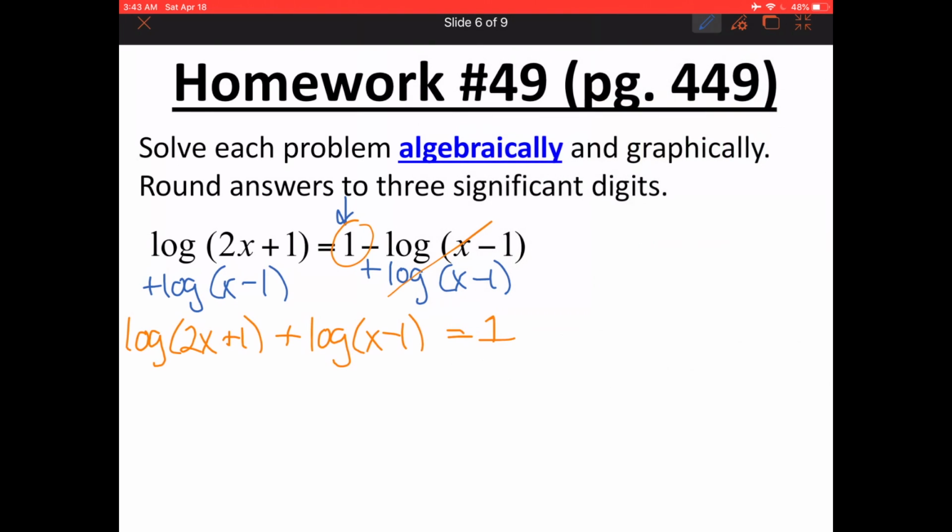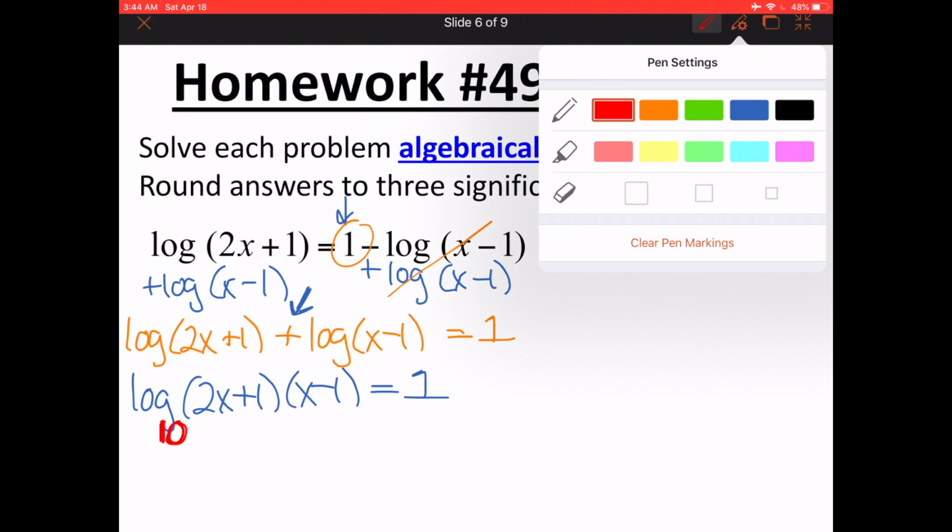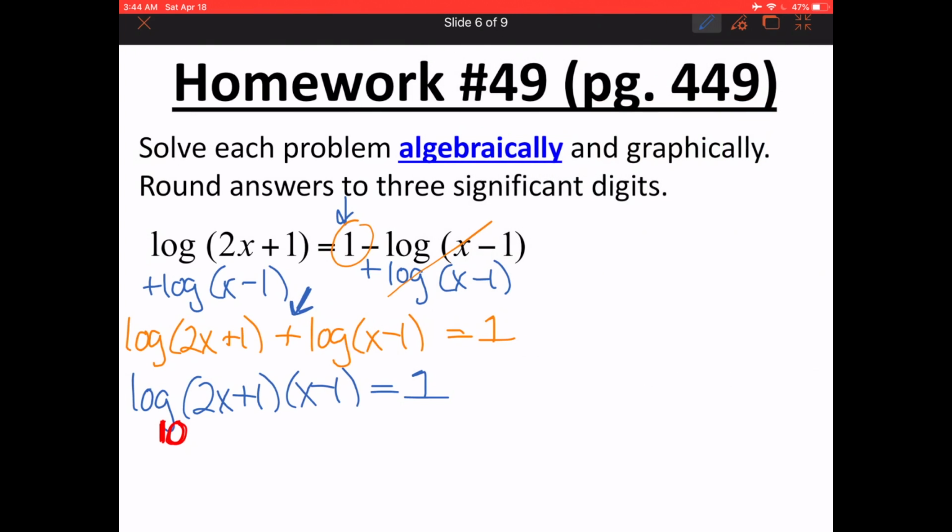Okay, so now since I'm adding these logs, I can combine them with multiplication. Log of (2x plus 1) times (x minus 1) equals the number 1. Remember, my default base is 10, so even though it's not there, that's my invisible base. So I'm going to go ahead and rewrite this in exponential form. So my base of the log becomes my base of the exponent. The number on the other side of the equal sign becomes my exponent.